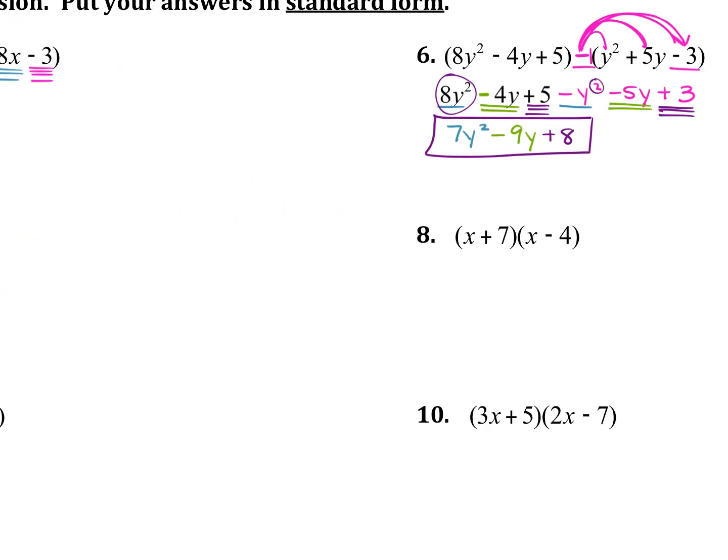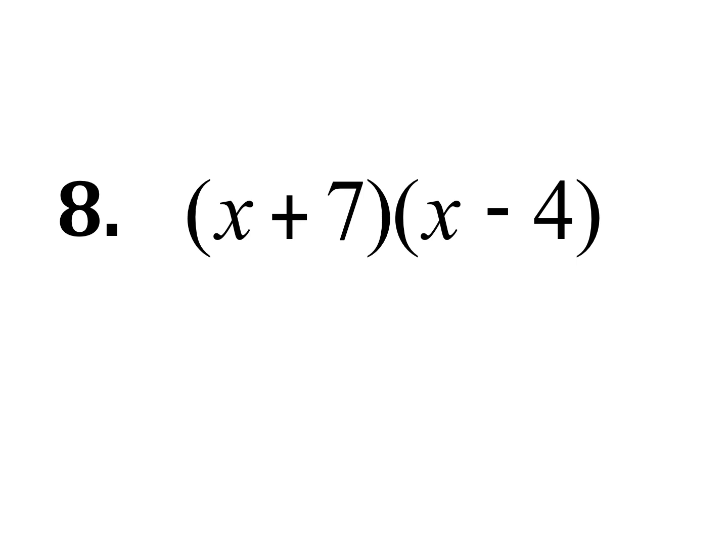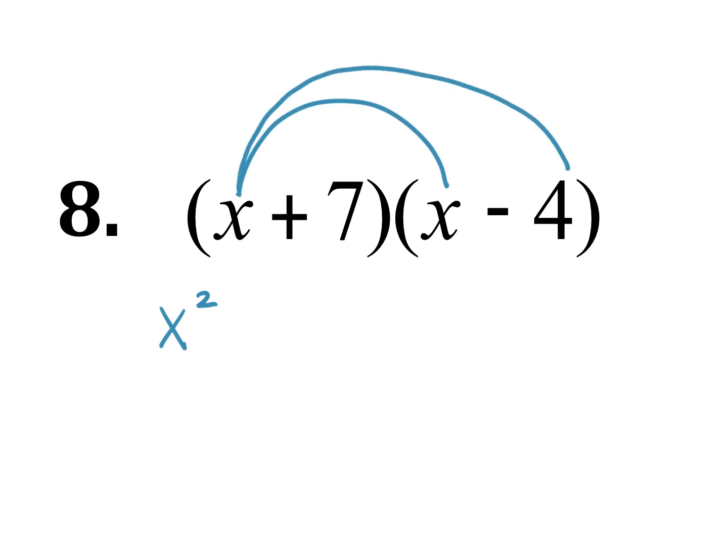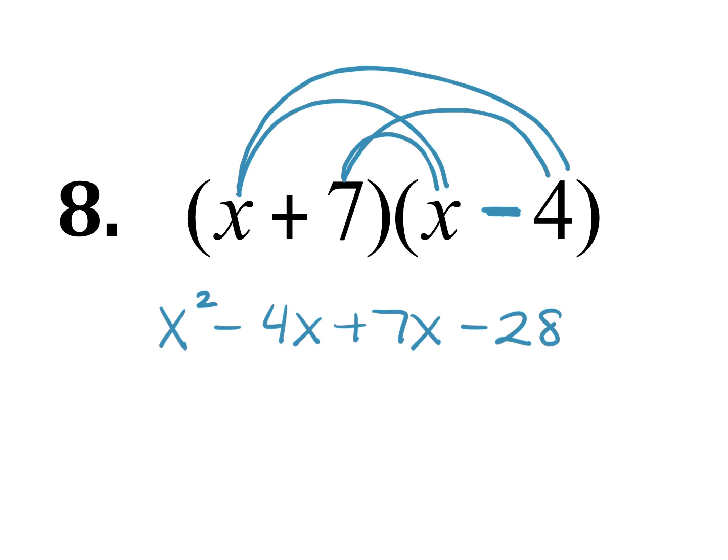So the second one. Okay. What do you do on this one? This is FOIL. Yeah. So you're going to go first. So x times x, that's x squared. Okay. Outside is what? Negative 4x. So minus 4x, because you keep the sign in front of it. So that minus 4. Then you go inside is a positive 7x. And then you go last. That's a negative 28.